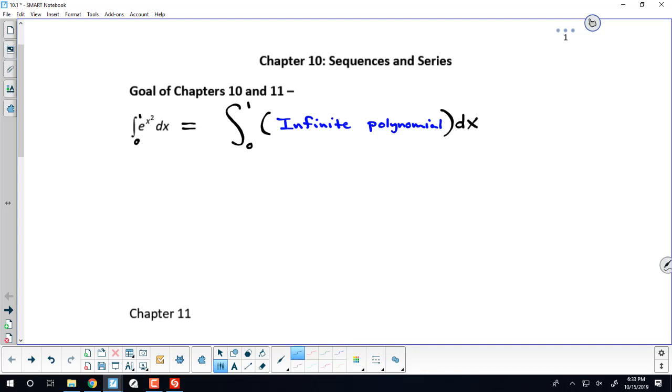So in other words, we come up with this infinite polynomial that is equal to e to the x squared, and then we just integrate term by term instead of working with a function that doesn't have an antiderivative. Then the question that comes up maybe is, how could I guarantee that this is accurate, right? How many terms of that polynomial do I have to look at to make sure that I'm getting a really accurate representation of the area?